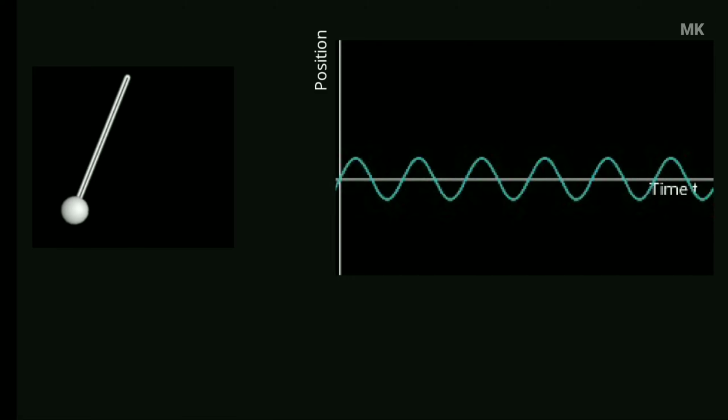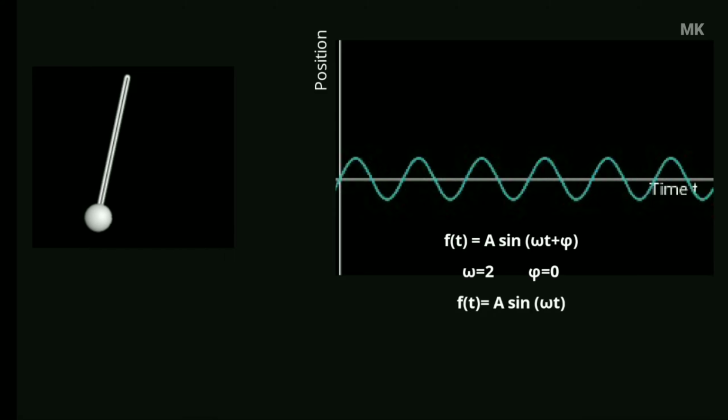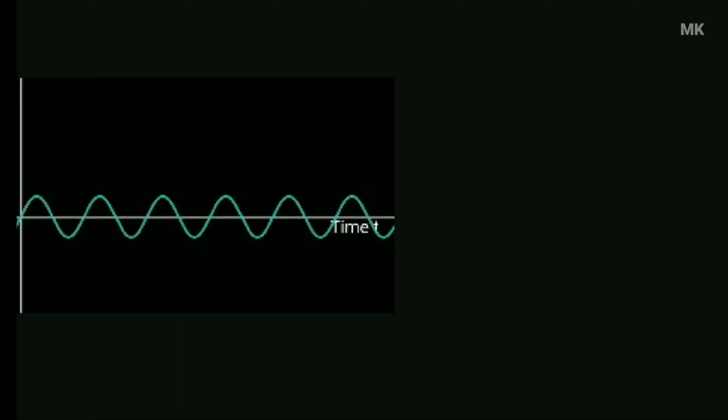And in general, it can be given by f of t is equal to a sine of omega t plus phi. But in this case, our angular frequency omega is 2 and we are not going to deal with the phase phi. So let it be 0. Our equation for this pendulum becomes f of t is equal to a sine of 2t, where a is amplitude, that is the maximum displacement of pendulum from its mean position, right? Observe that the plot goes up to infinite time if there is no damping factor at all.